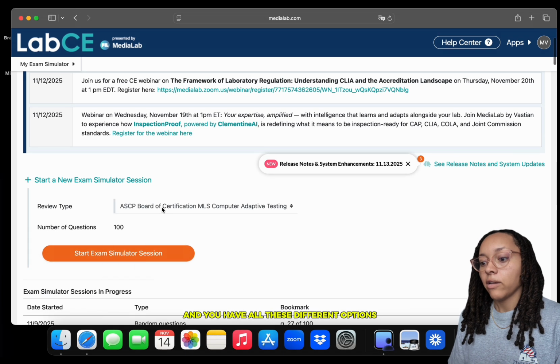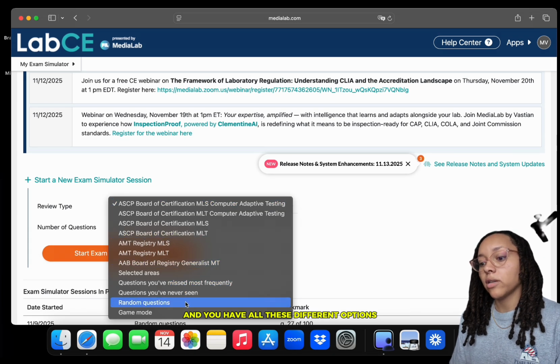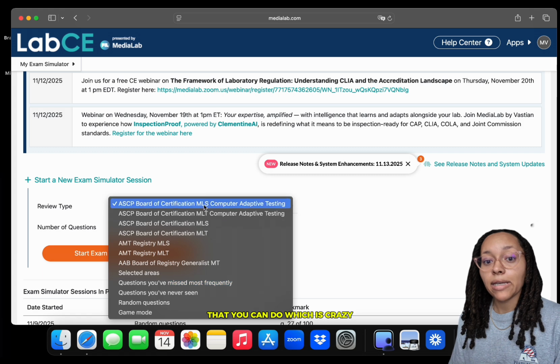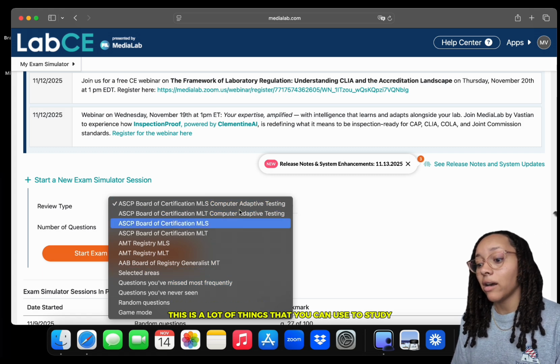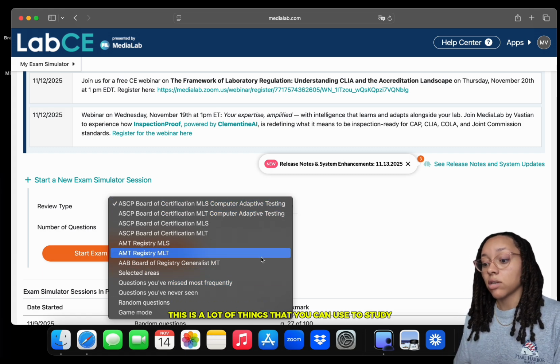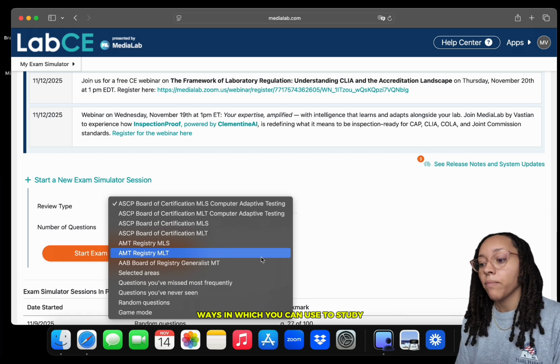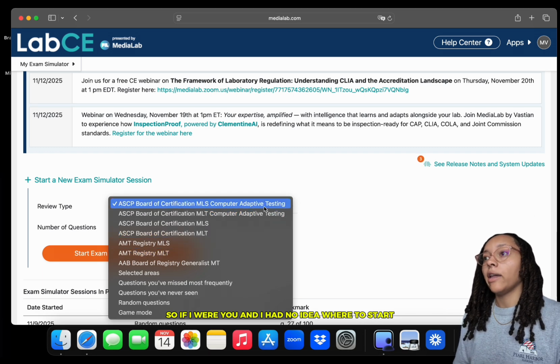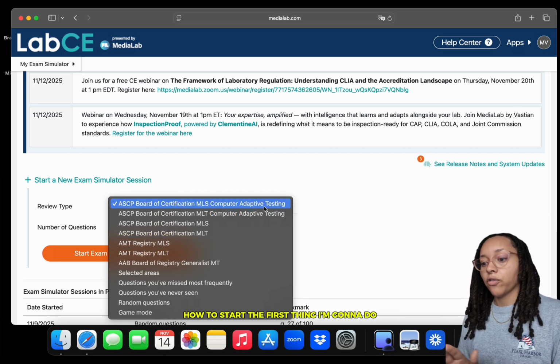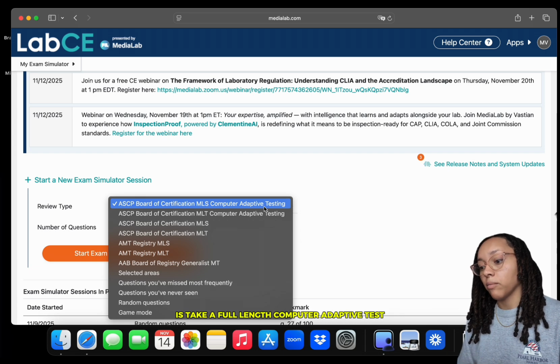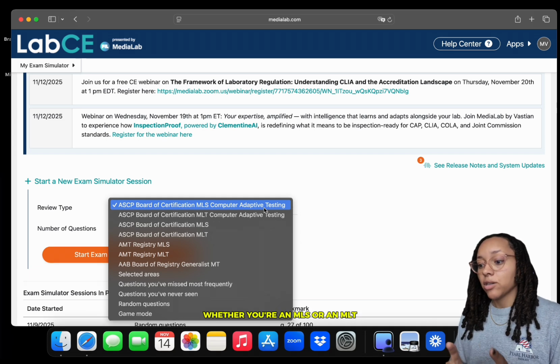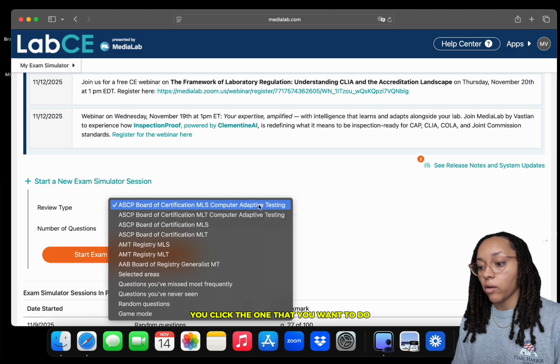I'm going to click that, and you have all these different options that you can do, which is crazy. This is a lot of things that you can use to study, ways in which you can use to study. So if I were you and I had no idea where to start, how to start, the first thing I'm going to do is take a full-length computer adaptive test. Whether you're an MLS or an MLT, you click the one that you want to do.